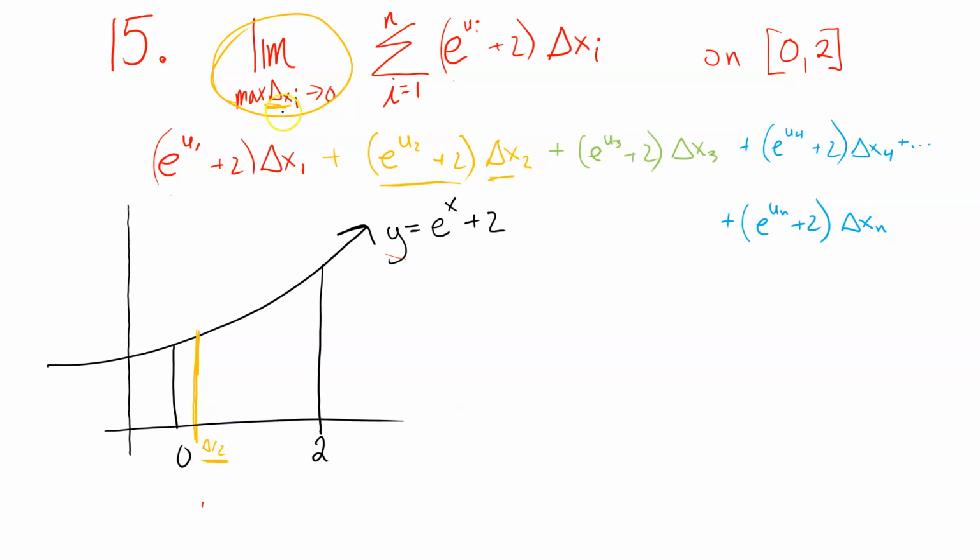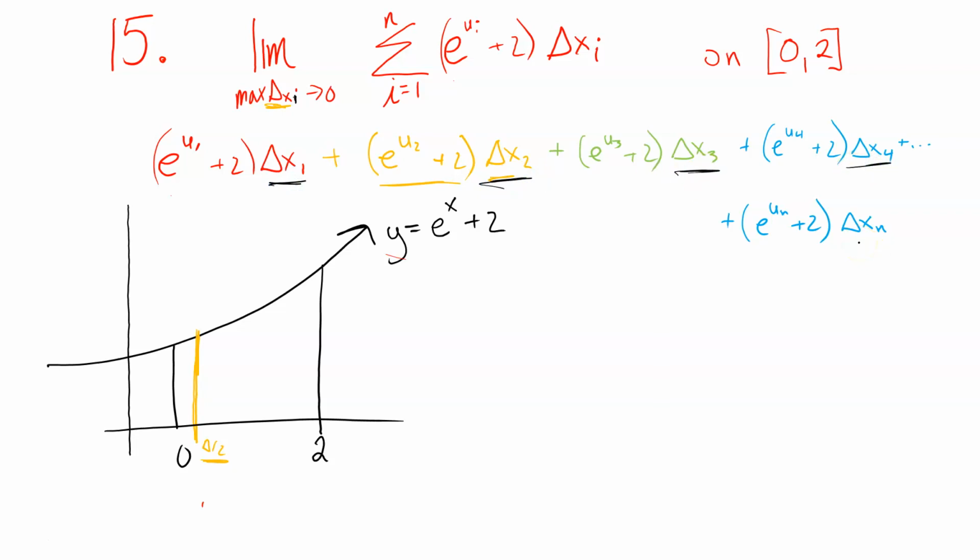But notice, that's all the delta x's. Delta x sub 1, delta x sub 2, delta x sub 3, and so on down the line. So this width is going to be almost 0, this width will be 0, this width will be 0.